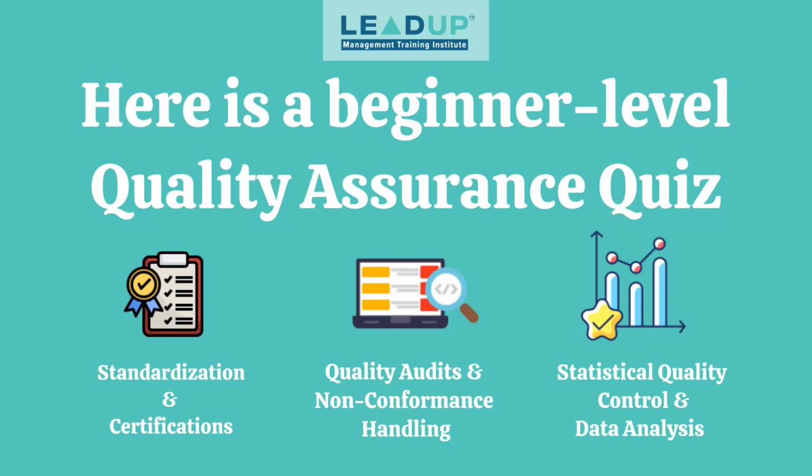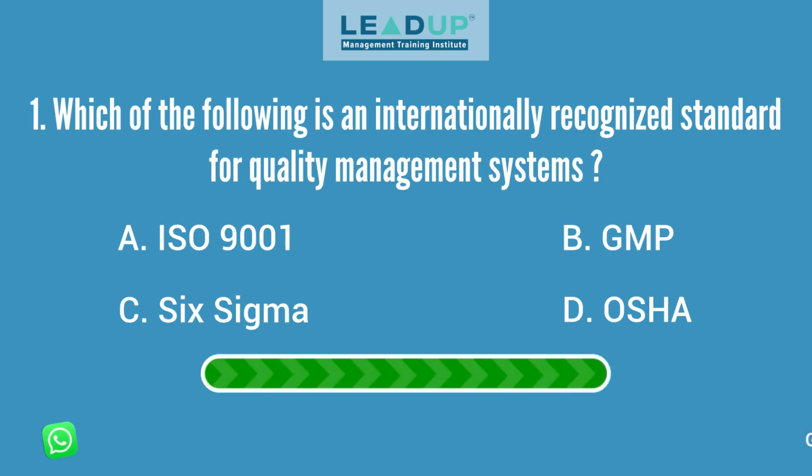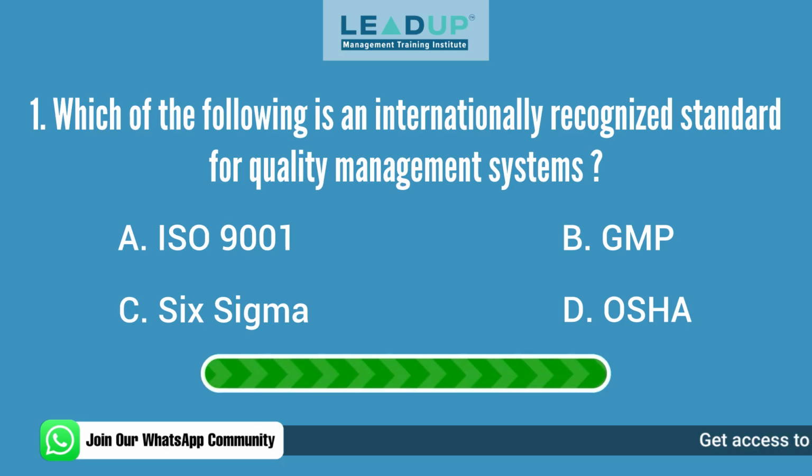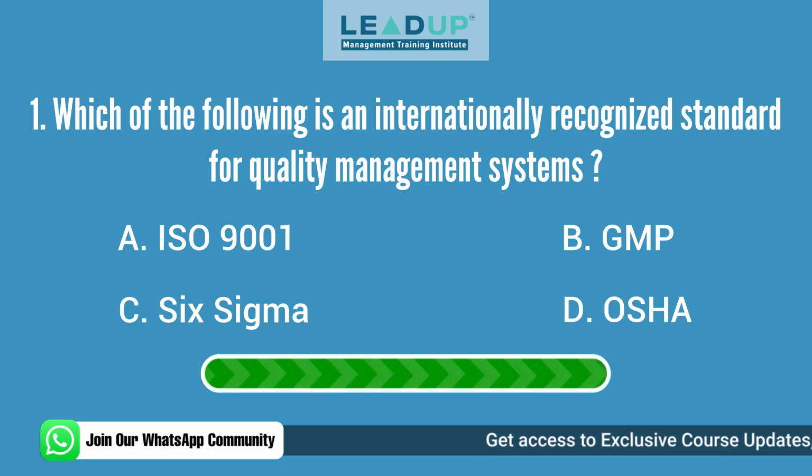Here is a beginner-level quality assurance quiz number 2 that covers standardization and certifications, quality audits and non-conformance handling, and statistical quality control and data analysis. Let's go! Question 1. Which of the following is an internationally recognized standard for quality management systems?